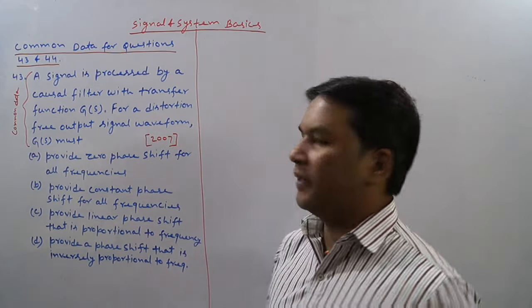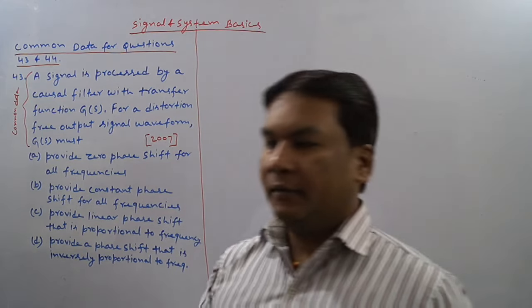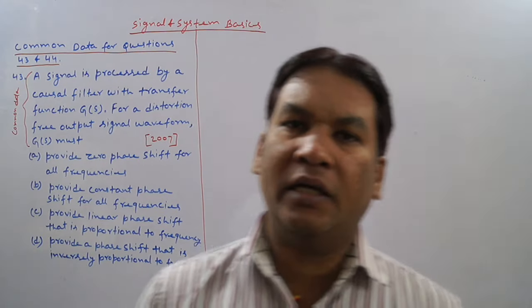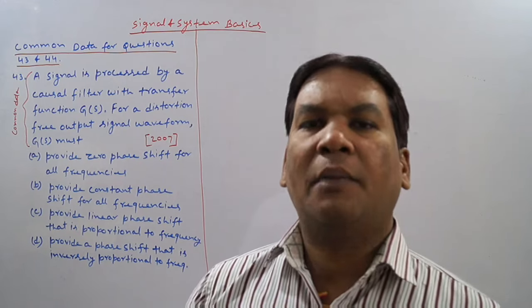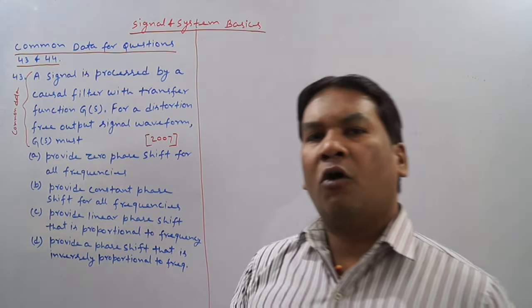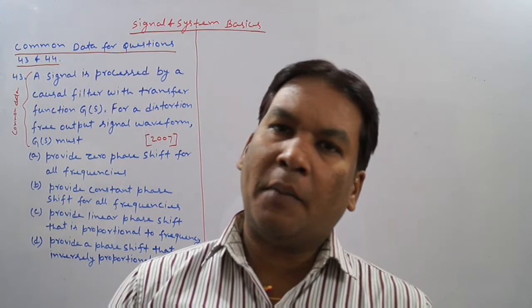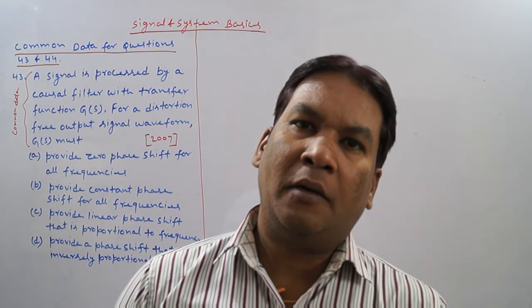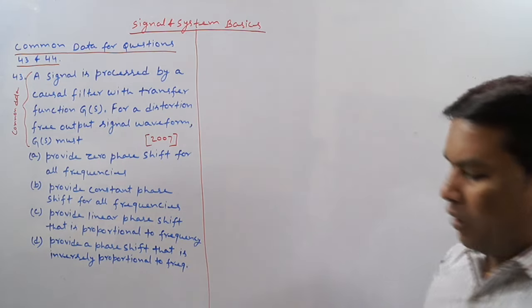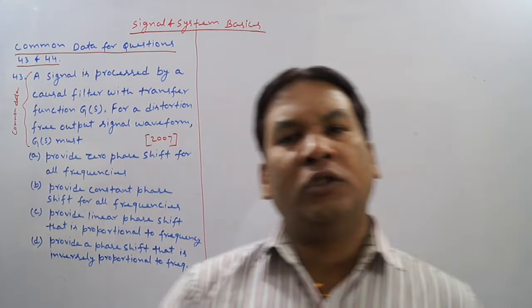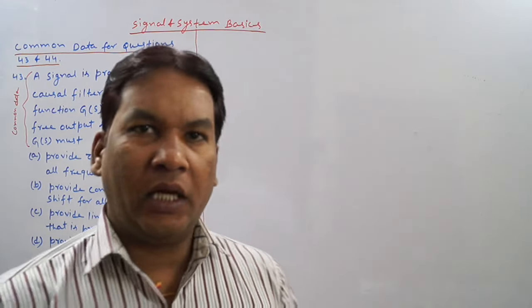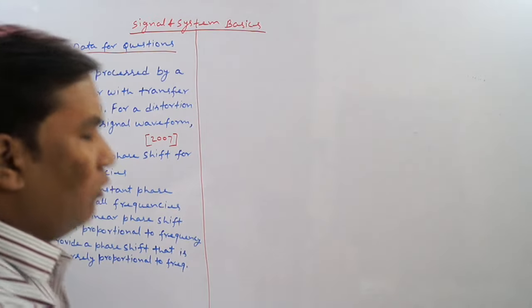So for a distortion-free output, suppose the output consists of a fundamental frequency component and so many harmonic components, other frequency components also. Suppose the output contains the fundamental component and the first harmonic component. If we draw those two individually, then the waveform will look like this.